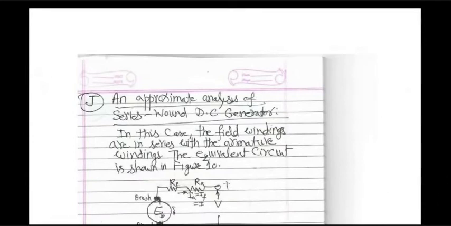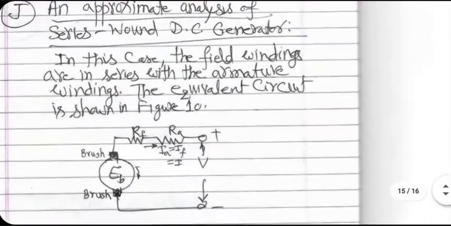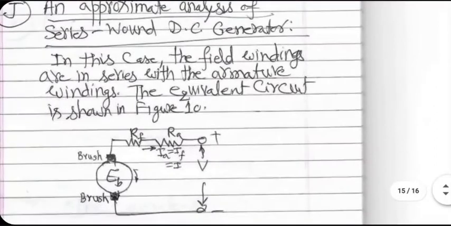Now series excited case. Here the field windings go in series with the armature windings. So RF and RA are now going to be part of the same path. Obviously, now IF and IA and I are all the same thing. Load current is same as armature current and that is same as field current. That's the uniqueness of series connection.